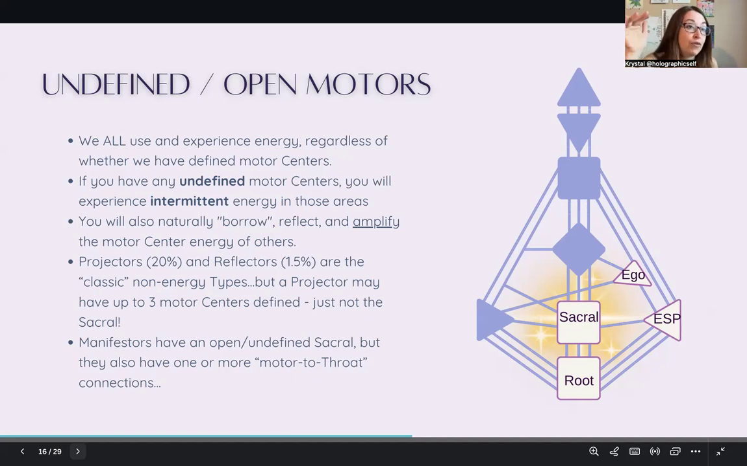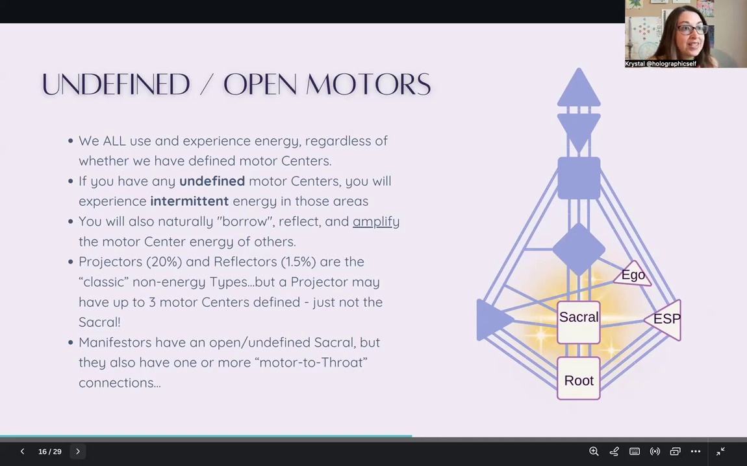And so even if you have no motors defined, I'm actually a no motors projector. All I have is my G center and my throat defined. And what that means for me is when my aura combines with other people, then it depends on what other things come online in our charts, right? And so what I have is intermittent flow of energy through those motor centers. In fact, through all of my undefined centers, there's an intermittent or changeable, mutable energy that comes through.